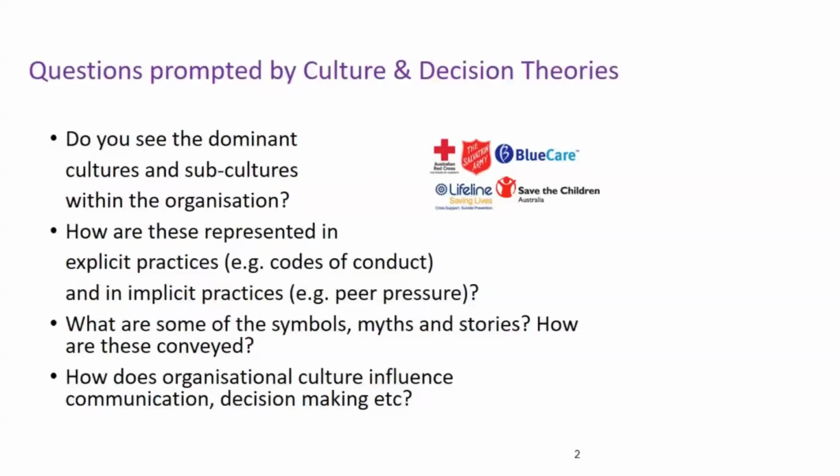So all these are key questions we might ask when we are looking at an organization from the cultural and the decision-making theories. So we can ask questions around dominant cultures and subcultures. How are these represented in explicit practices? What are some of the symbols, the myths and stories? And I think pretty much we had started looking at these last week. And it's very good that I see people already problematizing some of the workplace cultures they are identifying where they work.